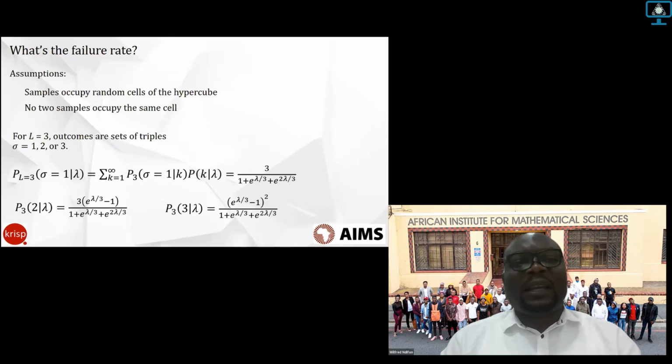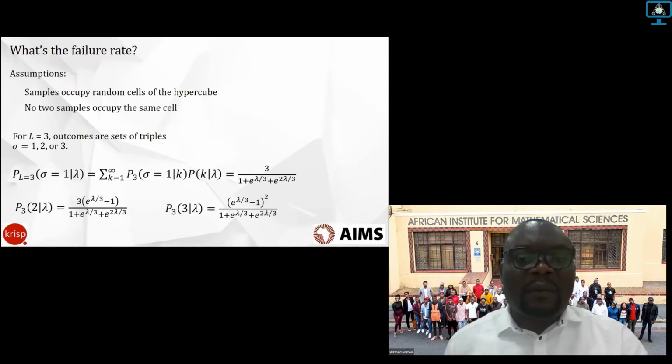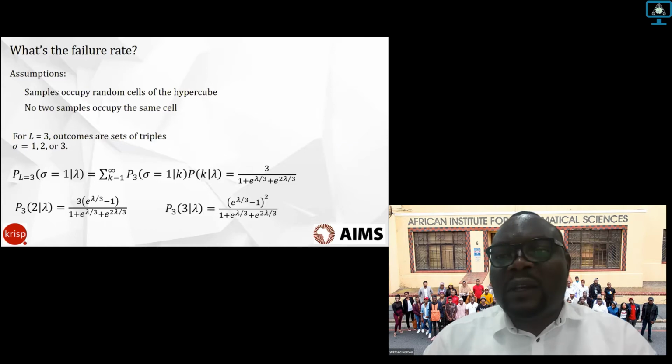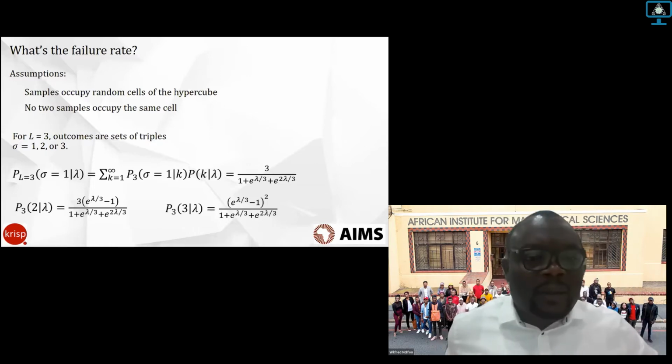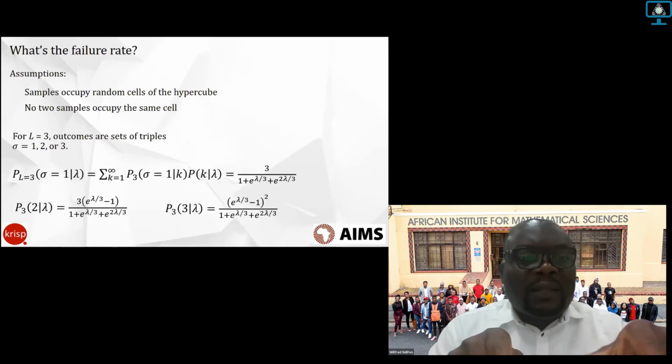Now we can also think about the failure rate. The calculations here are a bit more involved. I will try to provide just the intuition behind this. And anyone who needs more details, I will be happy to have more detailed discussions to explain exactly what we did here. And much of it is just combinatorics. But first, I need to tell you what the assumptions are.